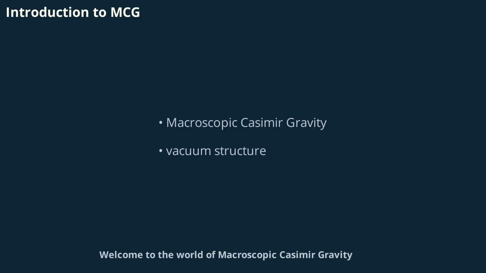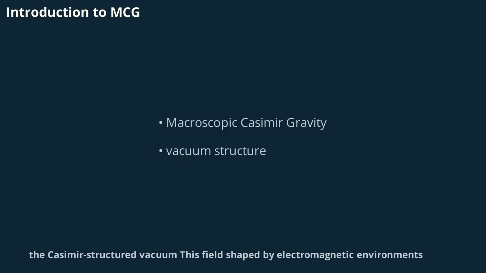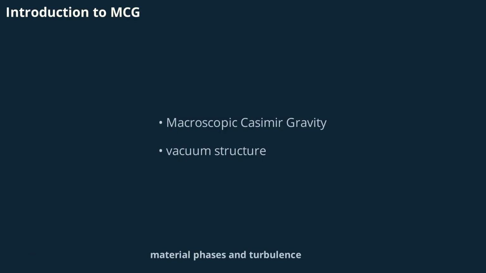Welcome to the world of macroscopic Casimir gravity, or MCG, a revolutionary framework that reimagines gravity as a dynamic flow of structured vacuum energy. Developed by Colonel James Hartman, MCG extends the classic Einstein gravity by introducing a new field, the Casimir structured vacuum. This field, shaped by electromagnetic environments, material phases, and turbulence, gently overlays the familiar Newtonian and Einsteinian gravity. In this video, we'll journey from the microscopic Casimir effect to planetary-scale storms and even speculative propulsion. Let's begin by understanding the core idea.